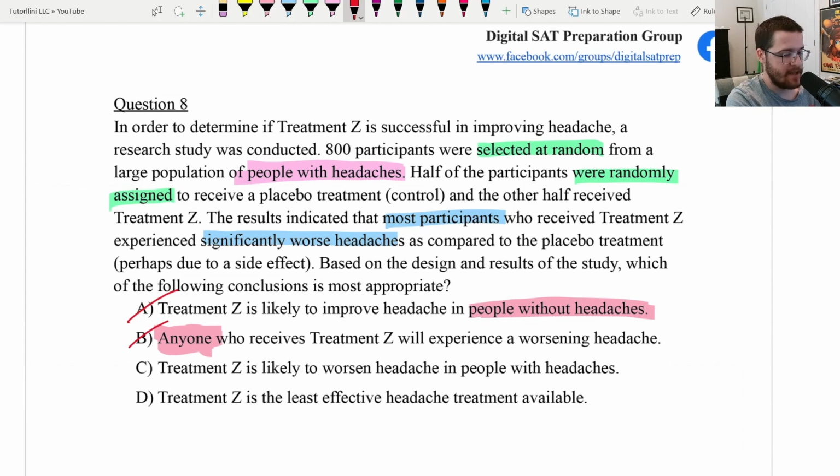Treatment Z is likely to worsen headaches in people with headaches. Okay, people with headaches, that seems good. Likely, not extreme language, right? That seems good. And then it says most participants got worse headaches. So likely to worsen headaches. That sounds good. I think it's C. Let's look at D. Treatment Z is the least effective headache treatment available. It doesn't say anything about the population or the conclusion, just extreme language. Definitely not right. Remember, we're looking for words like most, likely, approximately, plausibly, things that are not too definite, because statisticians can't predict the future. Great, let's keep going.